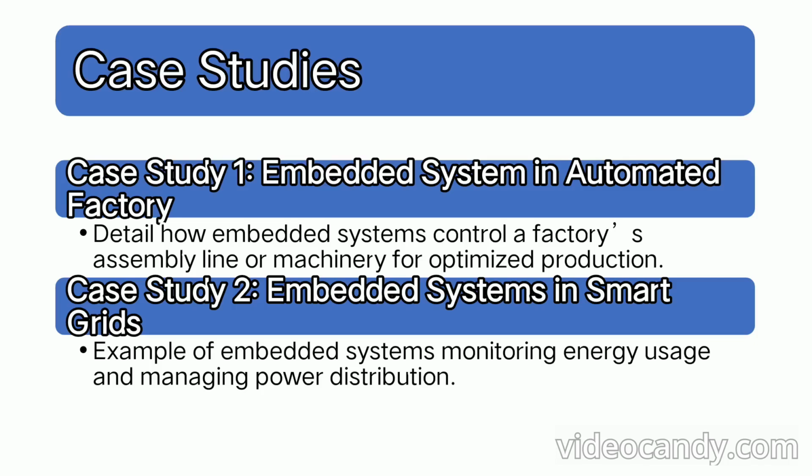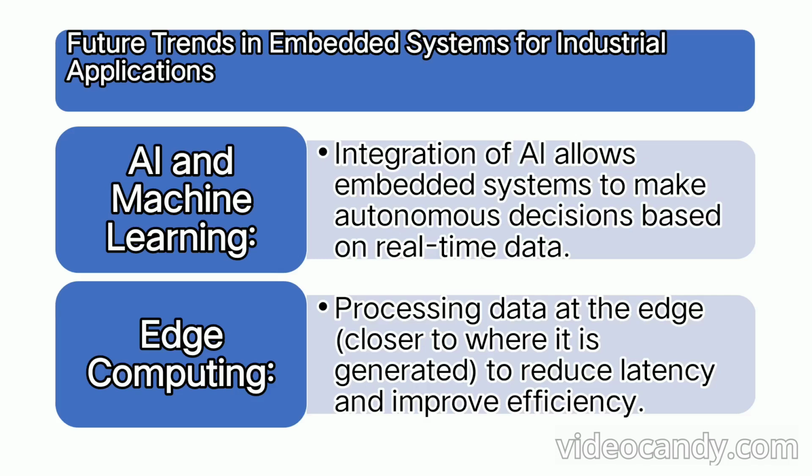Case study number 1, embedded systems in an automated factory. It details how embedded systems control a factory's assembly lines or machinery for optimized production. In case study number 2, embedded systems in smart grids, for example, an embedded system monitoring energy usage and managing power distribution.